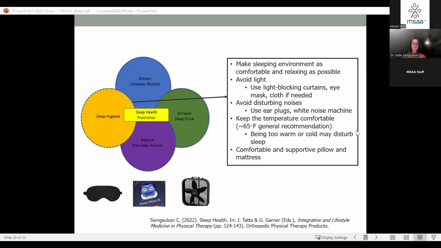And then thinking about your environment, ideally making it as comfortable and relaxing as possible, trying to eliminate as much light, but again, keeping it safe as well, reducing noise, keeping the temperature comfortable, and then also using a comfortable pillow and mattress, again, in an ideal world.